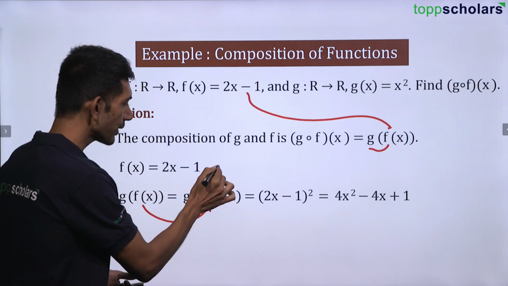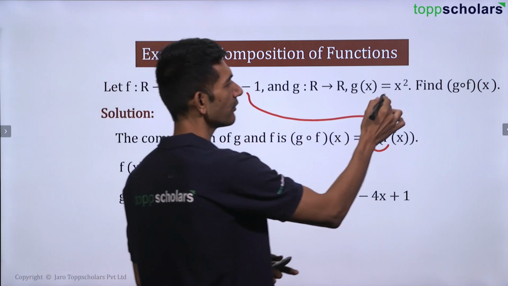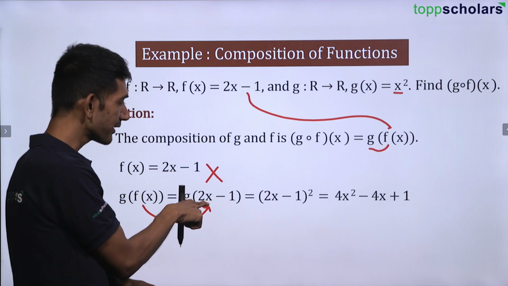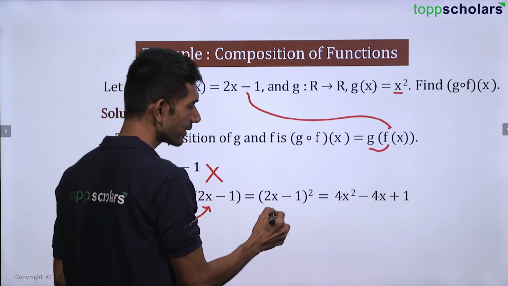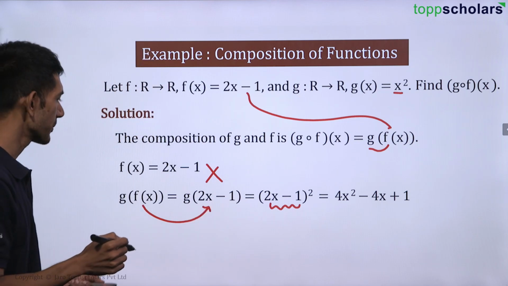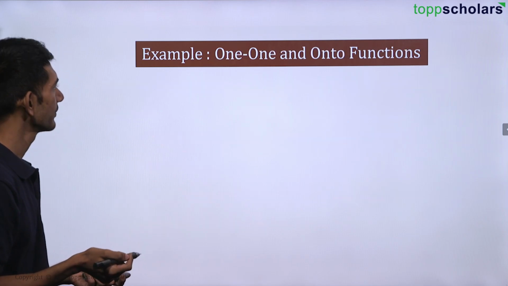So this will be like your x now. But what is g of x? g of x is x square. So instead of x, put 2x minus 1. So you get (2x minus 1) the whole square. Expand it, you get 4x square minus 4x plus 1. So that is your g of f of x.